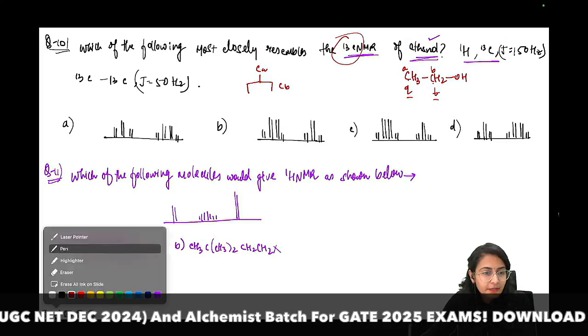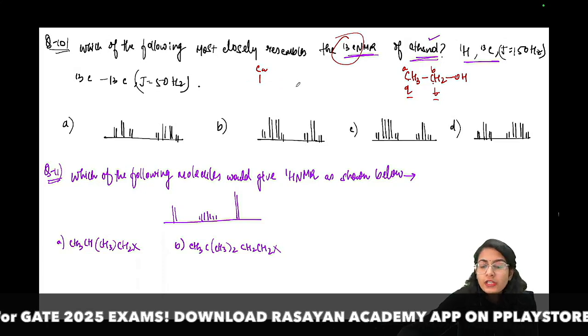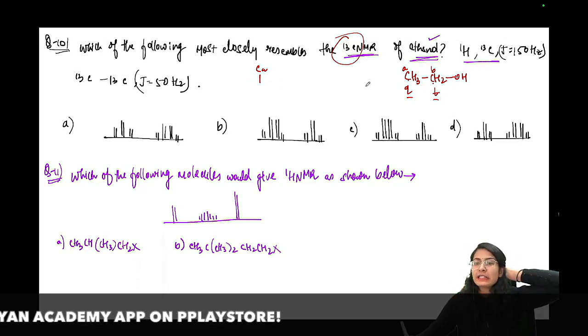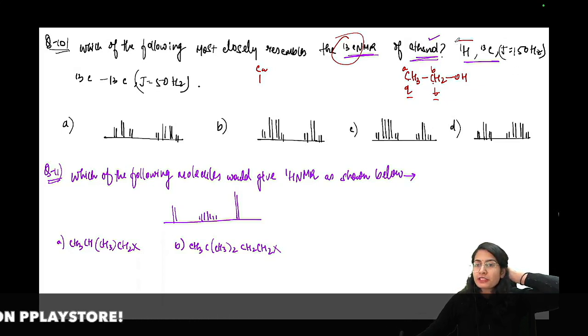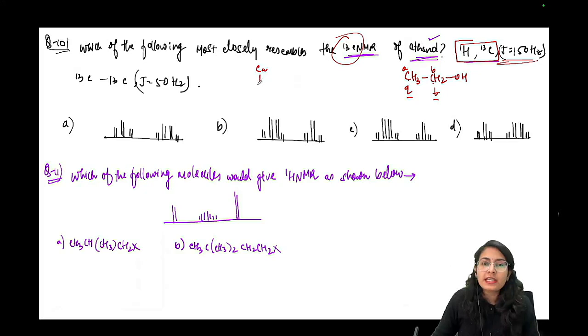Sorry. One more thing you have to take care of over here according to the question, that while we are doing a splitting tree diagram, we have to first consider whose coupling is higher. This has a higher coupling constant. So first you are going to split by the hydrogen. Okay? So carbon A is going to be split by a hydrogen in 1331 like this.